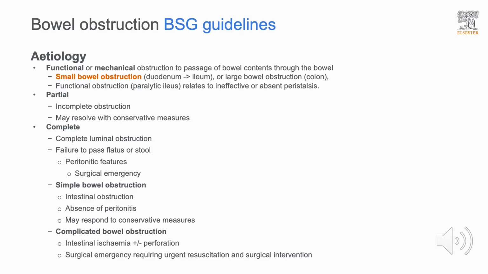A simple bowel obstruction describes an intestinal obstruction in the absence of peritonitis, which may respond to conservative measures. And a complicated bowel obstruction describes a bowel obstruction complicated by necrosis of bowel contents with intestinal ischemia plus or minus perforation. This is a surgical emergency requiring urgent resuscitation and surgical resection of necrotic bowel.